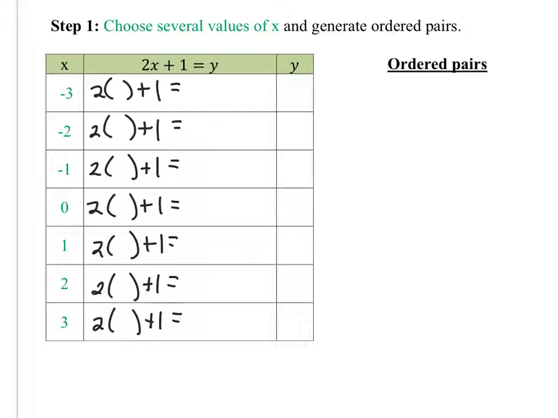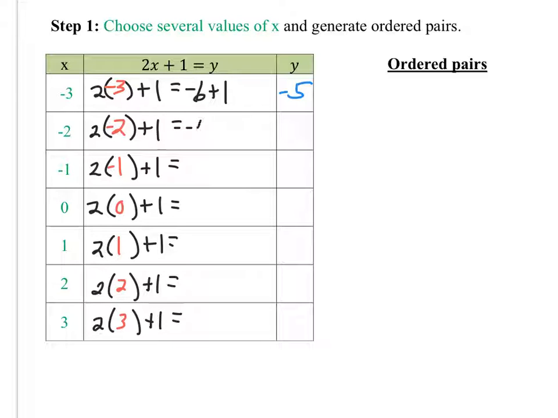Alright, so I'm going to input my x values. So far I haven't done any math. Just doing the prep work. Okay, so 2 times negative 3 is negative 6 plus 1, which gives me negative 5.